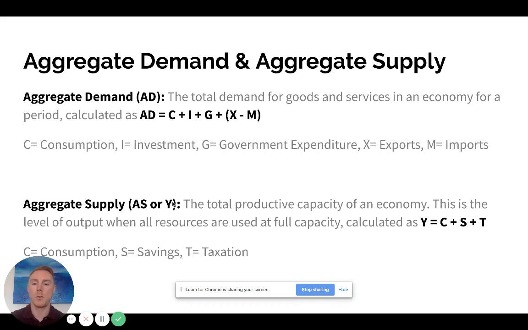Aggregate supply is also referred to as Y, or national income. This is the total productive capacity of an economy. So the total level of supply in the economy and the total level of demand in the economy. So how much stuff we can actually make and how much stuff we're willing and able to buy. So the components of aggregate supply are consumption plus savings plus taxation, because out of your income, you're going to get taxed some, you'll spend some, and the rest will be your savings.